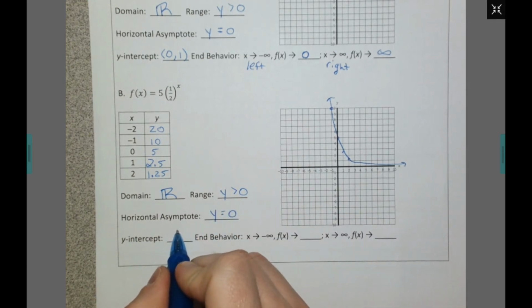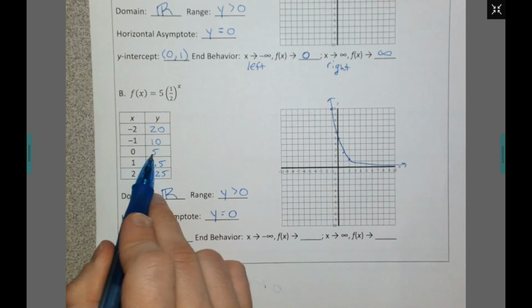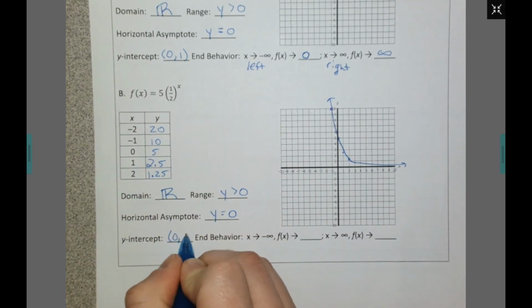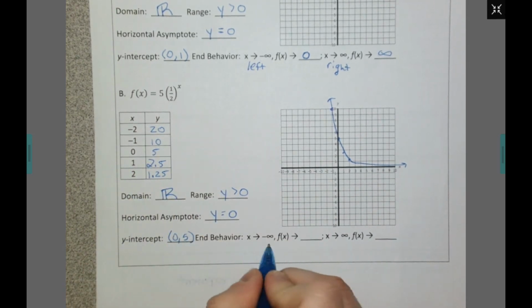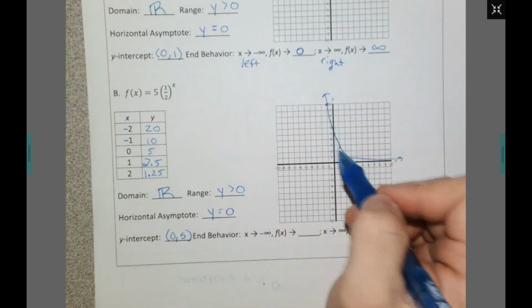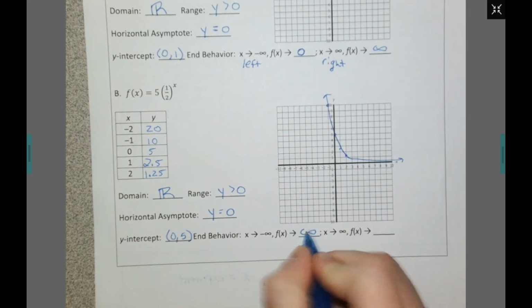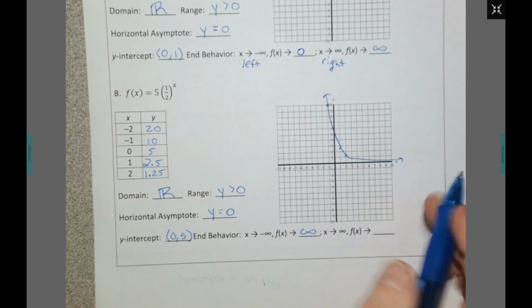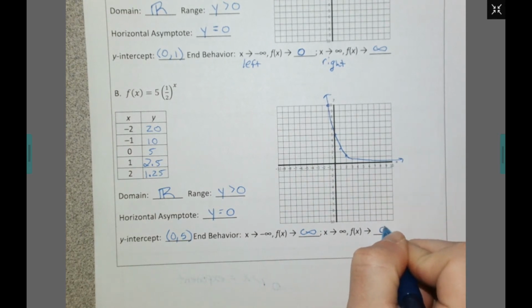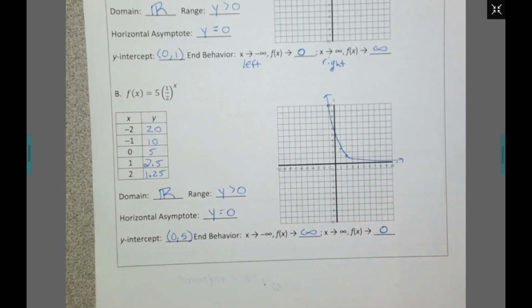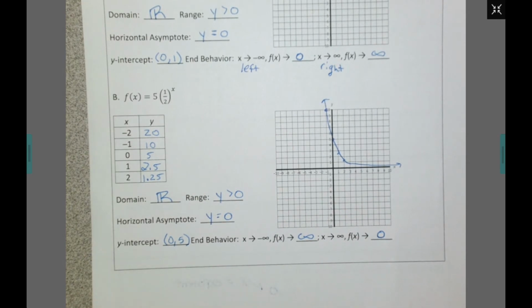Y-intercept, what's my y value when x is 0? It's going to be 5. And then end behavior. As we go to the left, my graph is going up forever, so it's going up to infinity. And as I go to the right, it's going down, approaching 0. Okay, so that's example 1, just the basic graphs for exponential functions.